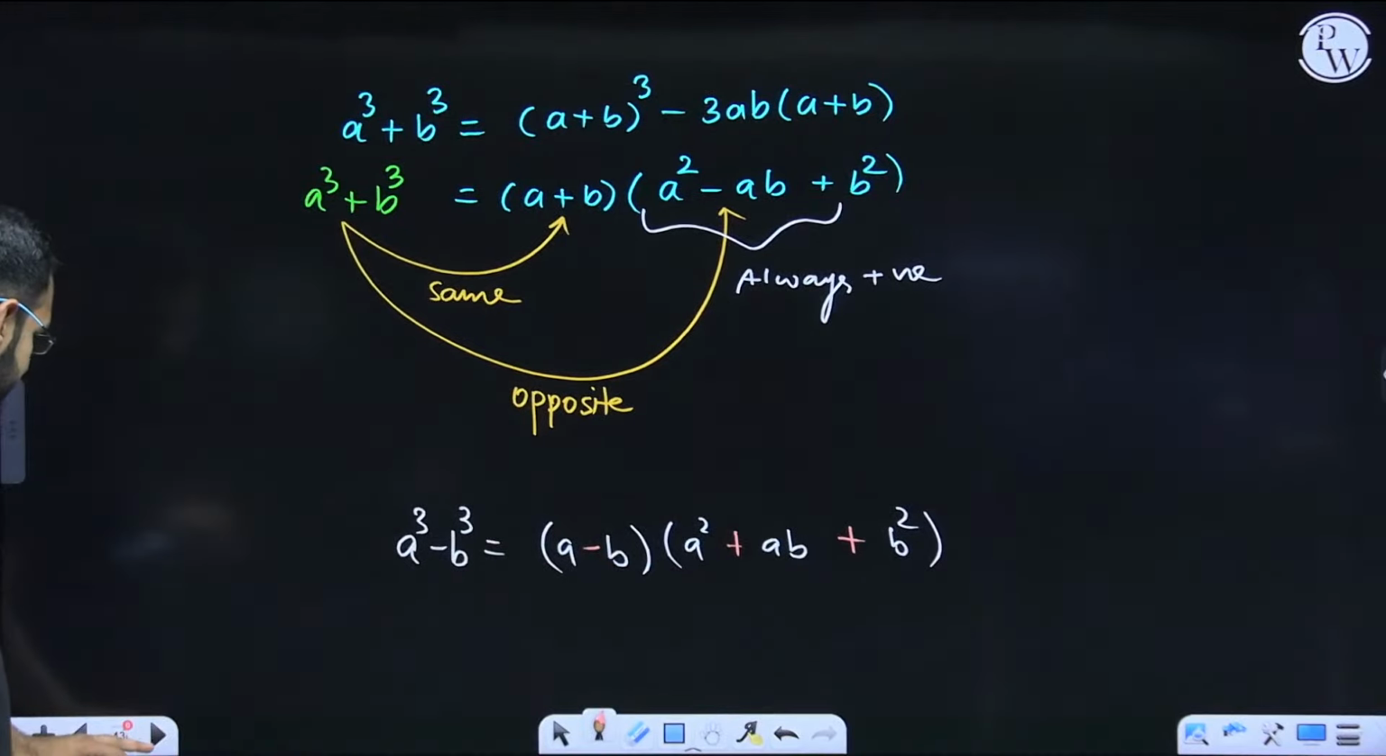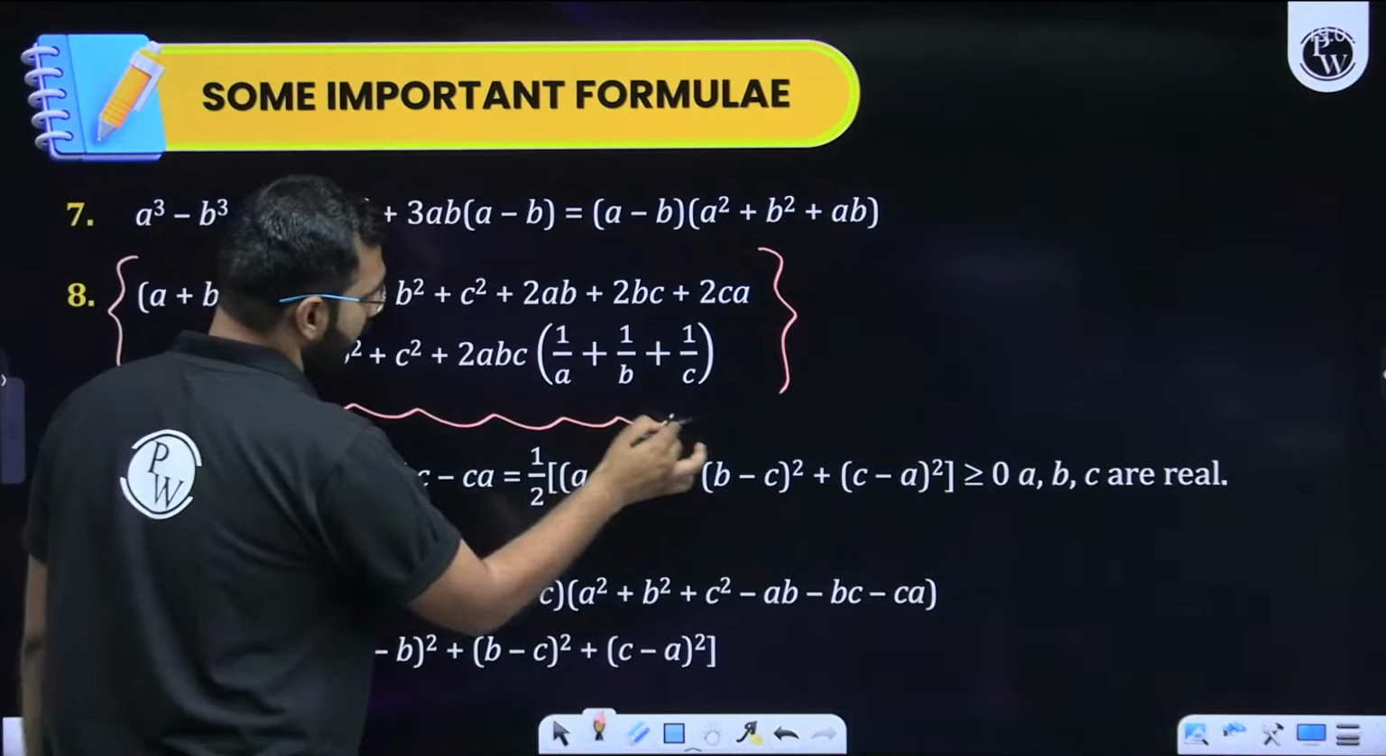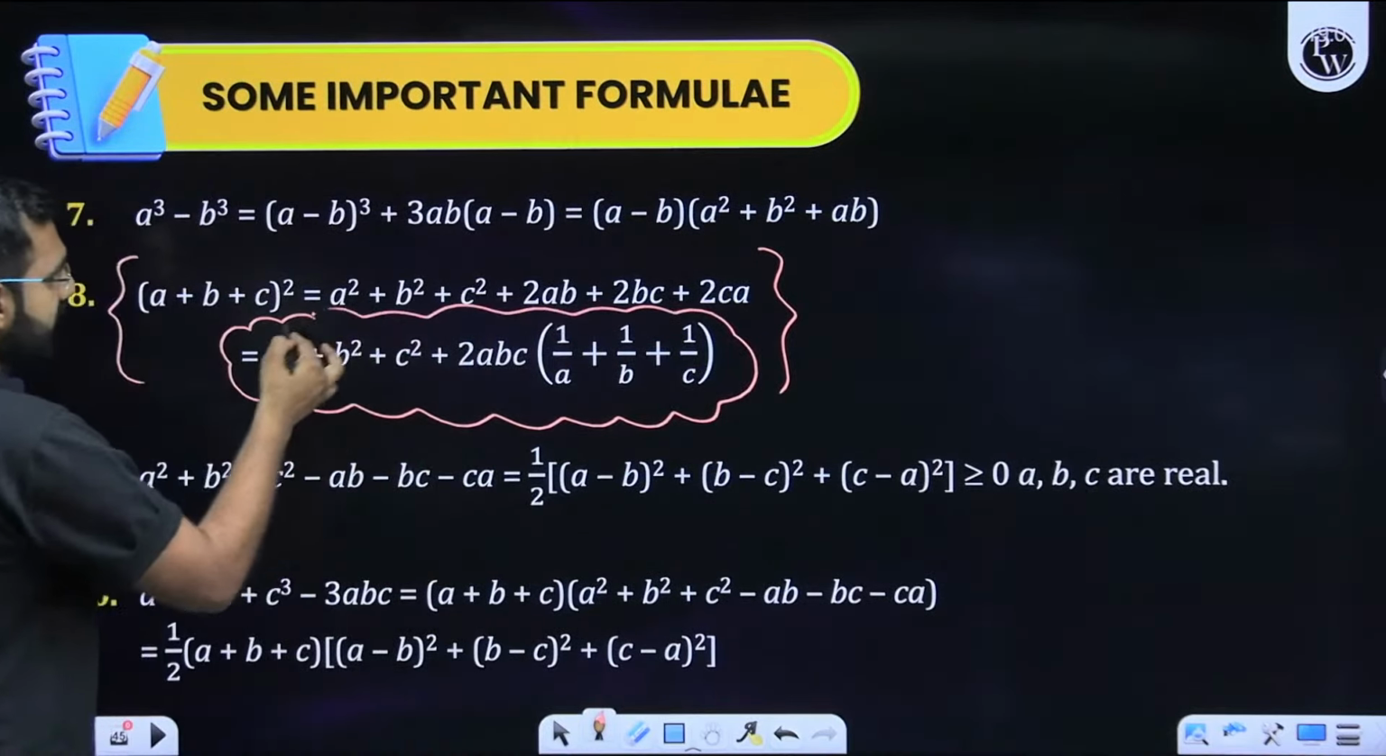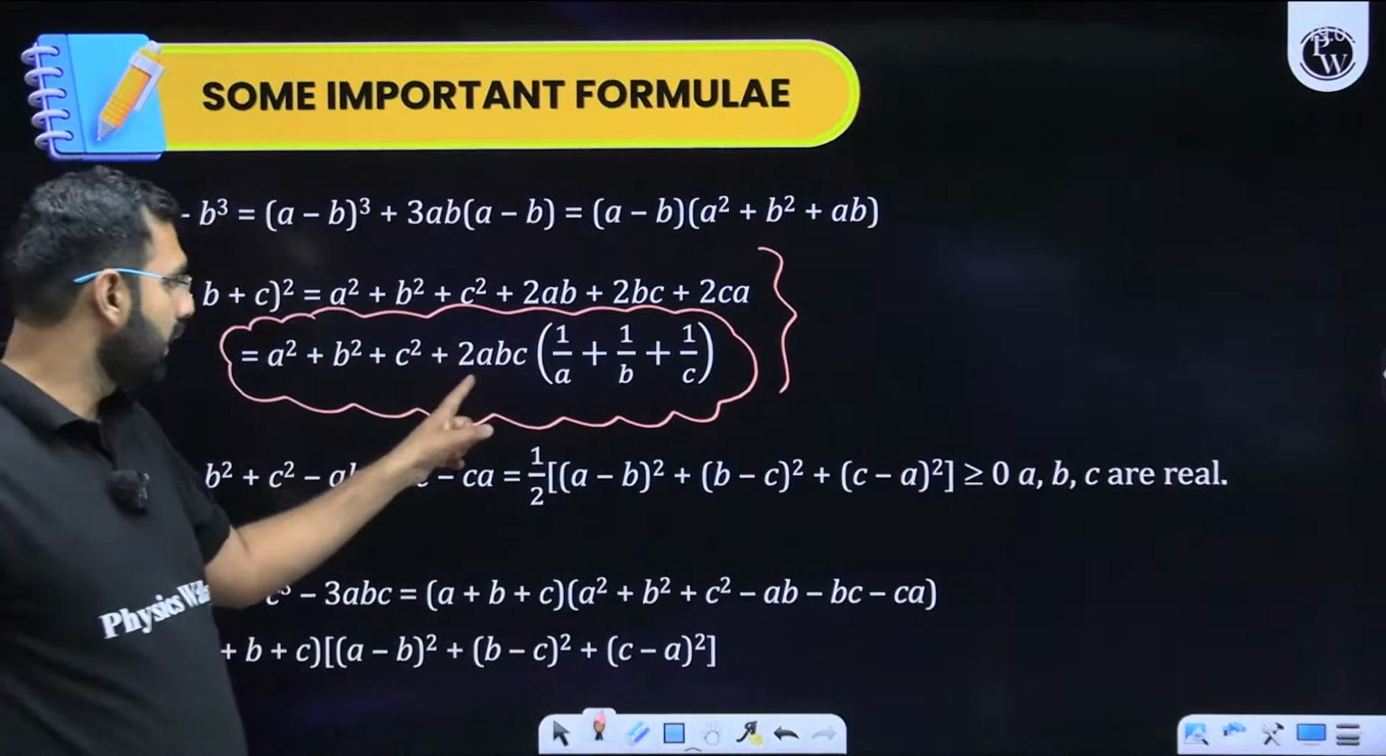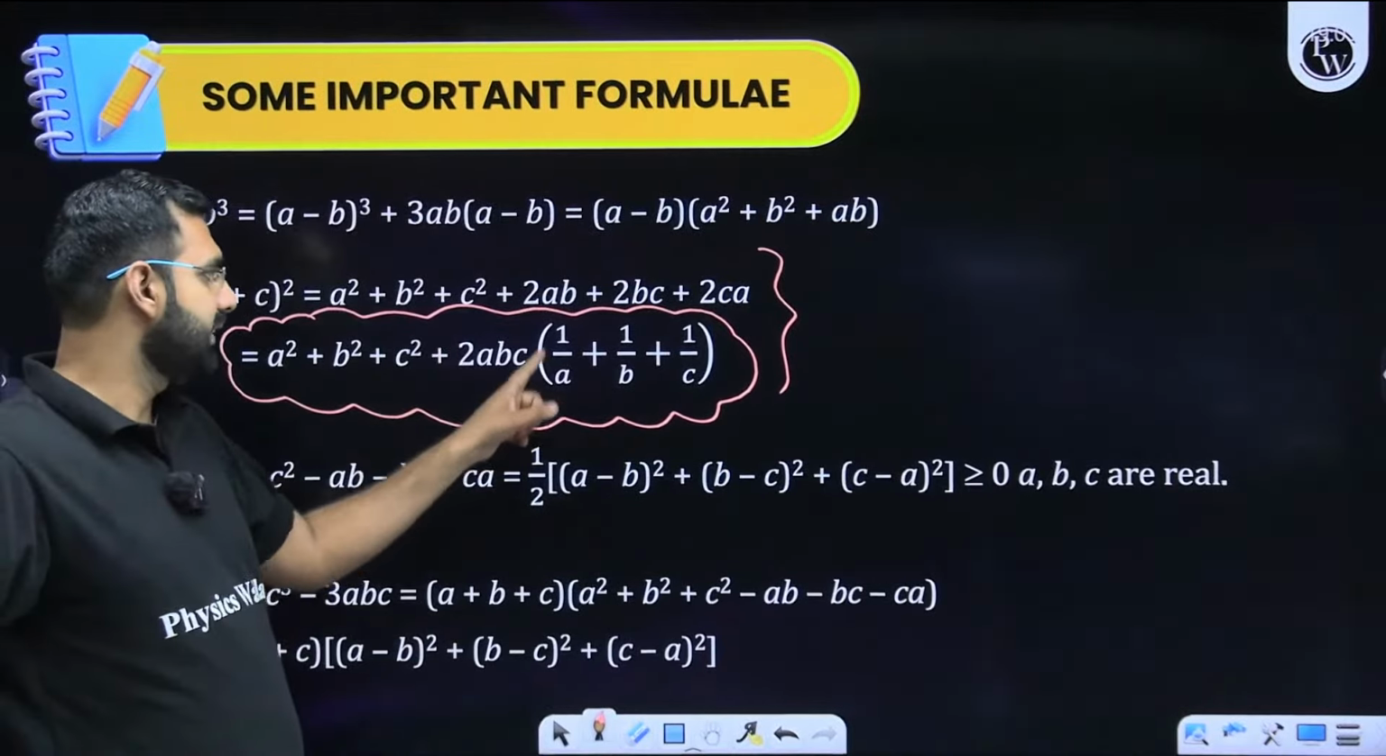But if I take 2abc common from here, then I'll be left with 1 by c, 1 by a and 1 by b. So yes, this is also another version of a plus b plus c whole square, which is a square plus b square plus c square plus 2abc times 1 by a plus 1 by b plus 1 by c. As per the need of the question, we could be using this version instead of that version.